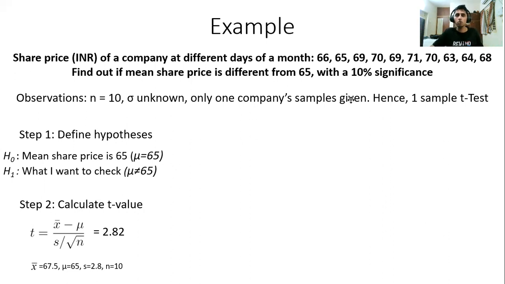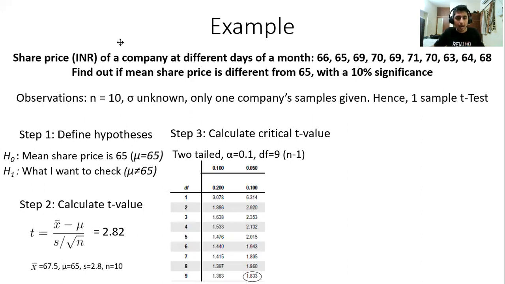Now, if you don't know how to manually calculate a standard deviation, it's not very tough. There are YouTube videos. I'll probably attach a link in the description. And I know that there are 10 elements in the sample, so n is 10. So I dump all those values and find out the t-value.